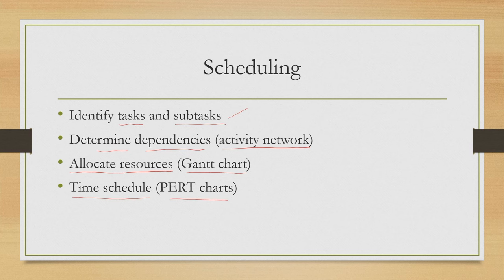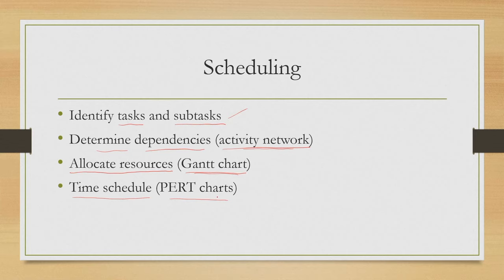Then for determining dependencies, we first need to create an activity network, and from there we can see the dependencies. To allocate resources, we need to create a Gantt chart, and based on the schedule that we have created there, the times, we can allocate resources so that those activities get over within that scheduled time, within the deadline. The last thing that remains is the time schedule.